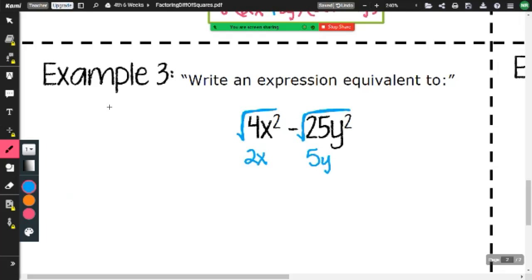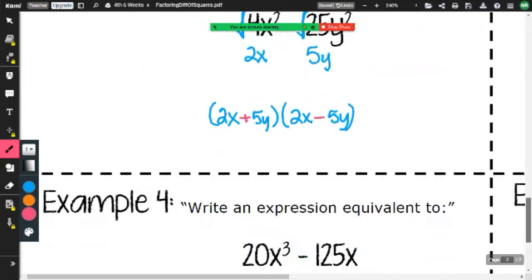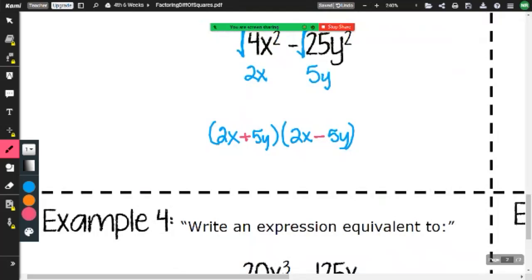Okay. Now we can put it in our parentheses and create two. And what's going to be in the front of the binomial? 2x, and in the back? 5y. Last step, plus and minus. So once again, if you do not have a greatest common factor, easy peasy. Easy peasy. Got it? All right.